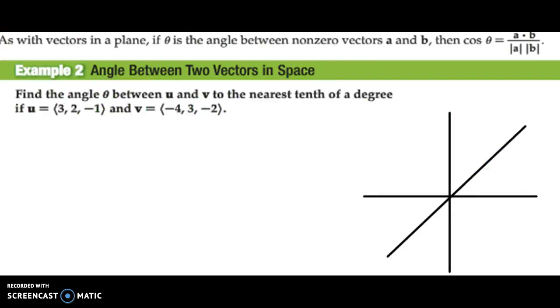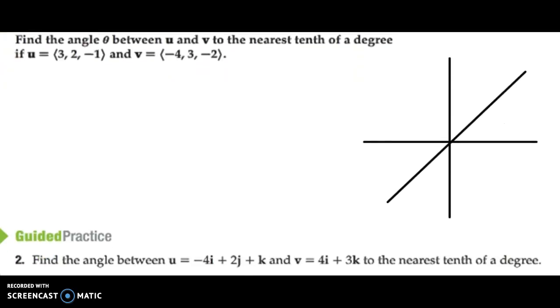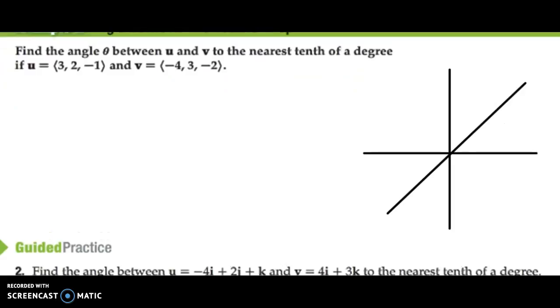Next, we can also find the angle between two vectors. The equation, again, is the exact same as what we talked about when they were in 2 dimensions. So it's the same thing. Cosine of theta is the dot product of a and b divided by the magnitude of a times the magnitude of b. You don't have to graph them, but I like to graph them just to kind of see what they're going to look like.